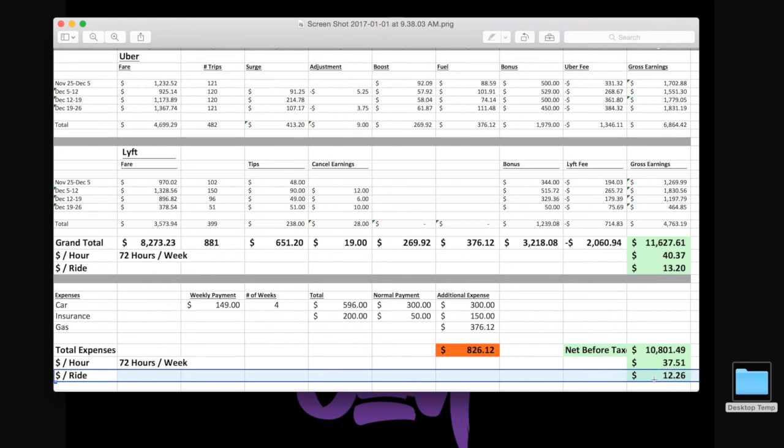I like the $12 per ride because that's pretty consistent over the last year. That just means every time I get a ride, I'm making about $12. That's a nice thing to keep in my head. And this year, I've done over 8,000 rides. So that's pretty great. Pretty great.